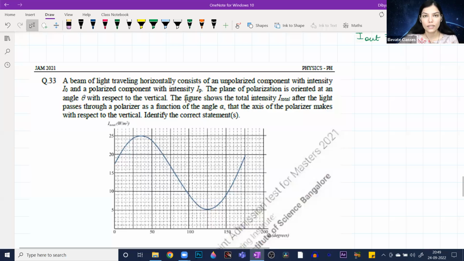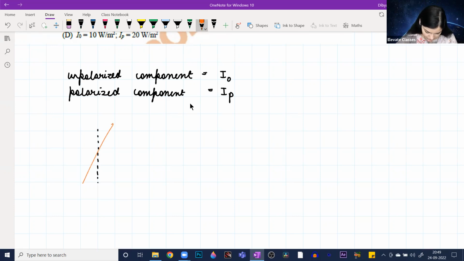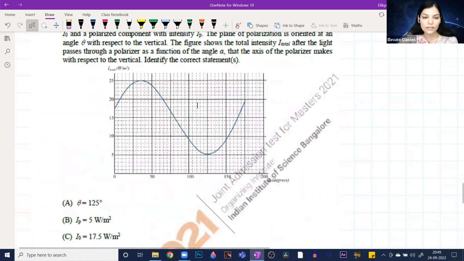तो हमें बता दिया है कि जो भी polarized component है beam का, that is actually plane polarized. That is given in the question कि the plane of polarization is oriented at an angle theta with respect to the vertical. So if this is the vertical, my plane of polarization is this, making an angle theta.